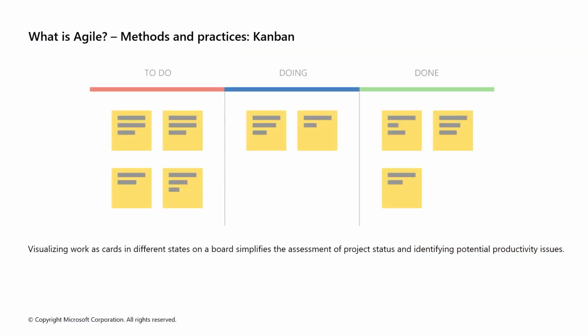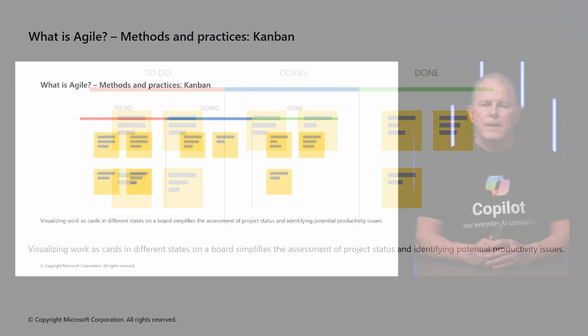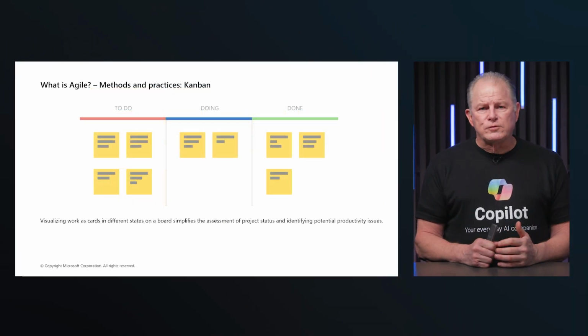Kanban is a visual workflow management method that helps teams improve efficiency and productivity by visualizing work, limiting work in progress, and optimizing flow. Kanban originated from lean manufacturing and has been widely adopted in Agile and DevOps practices. It focuses on continuous delivery and improvement, making it an ideal fit for DevOps, which aims to bridge the gap between development and operations. Kanban uses a board with columns representing different stages of the workflow.